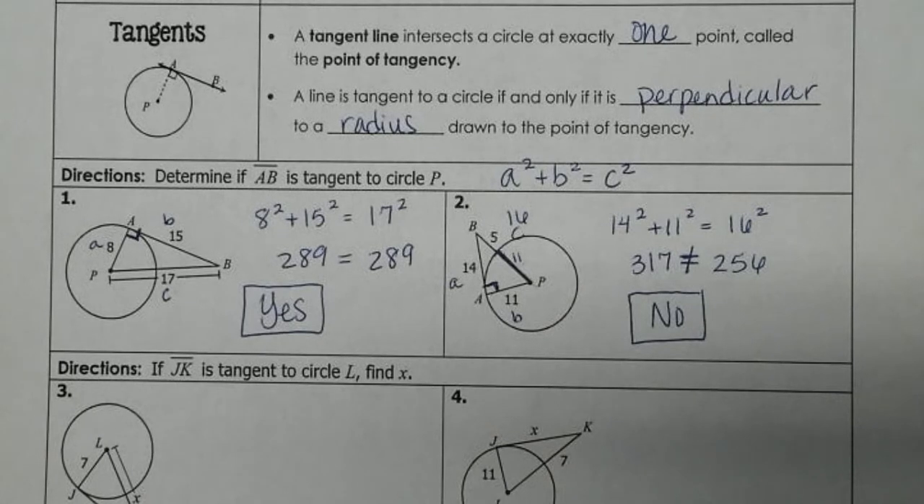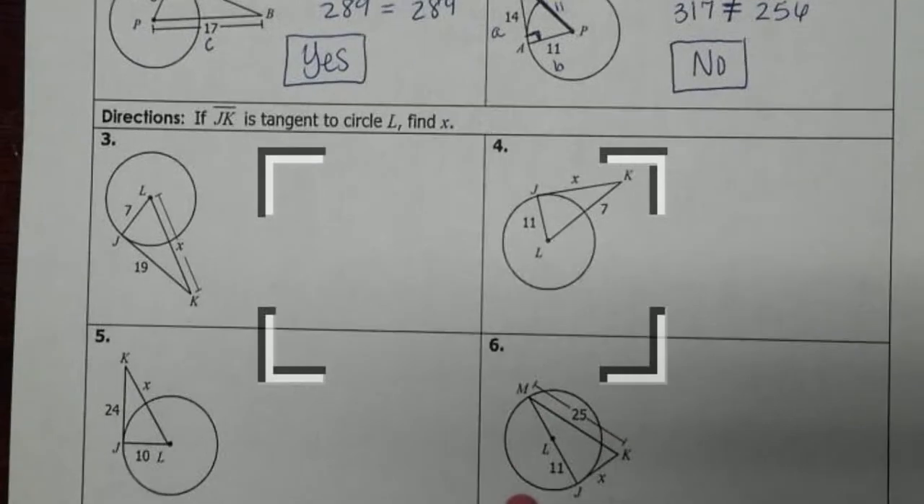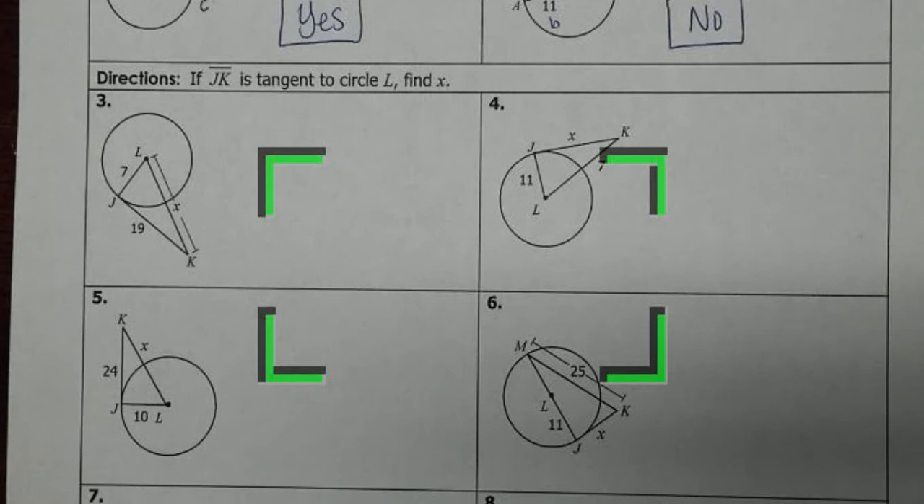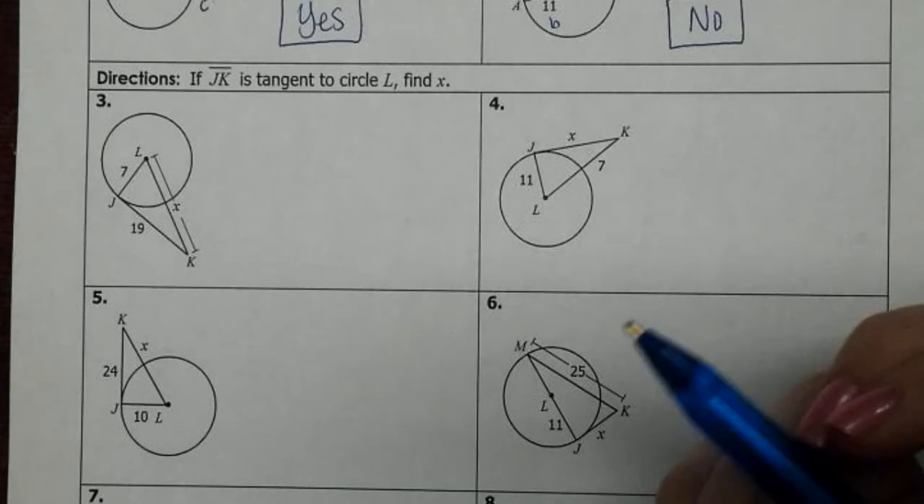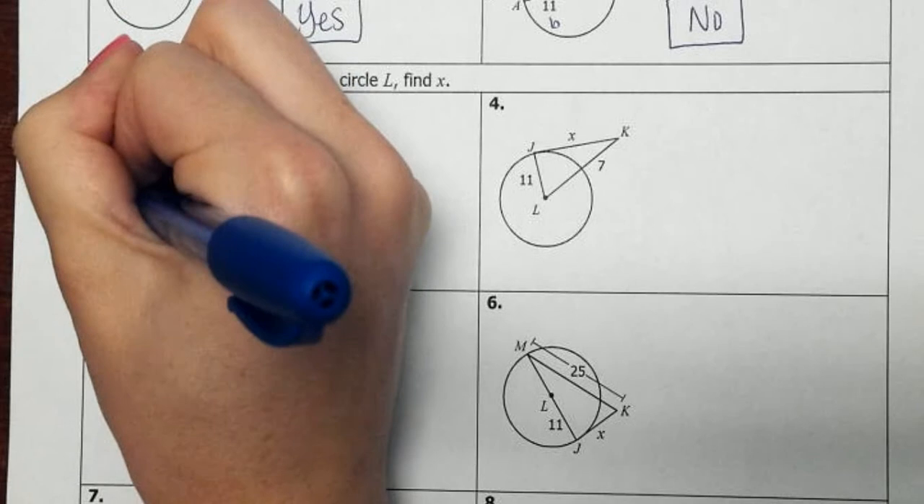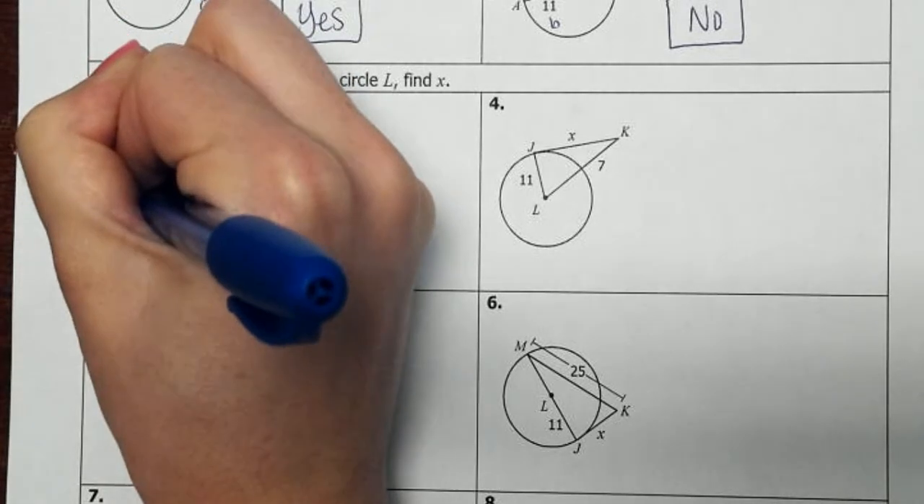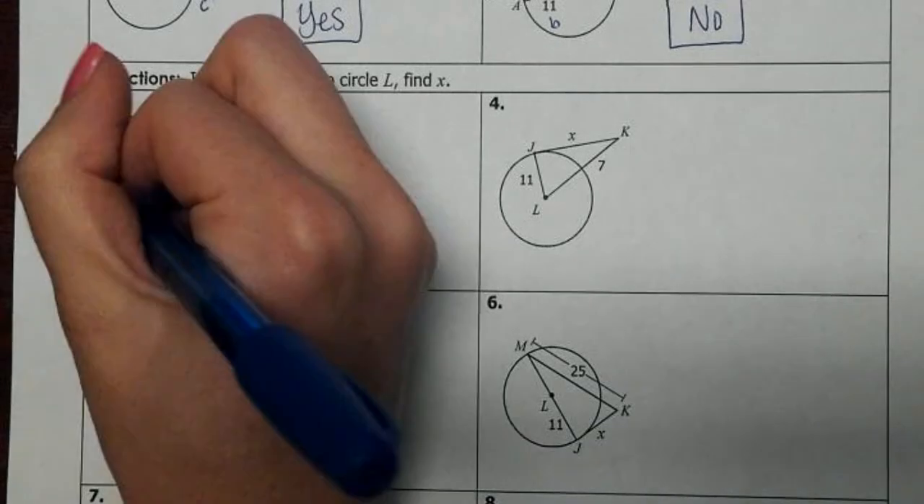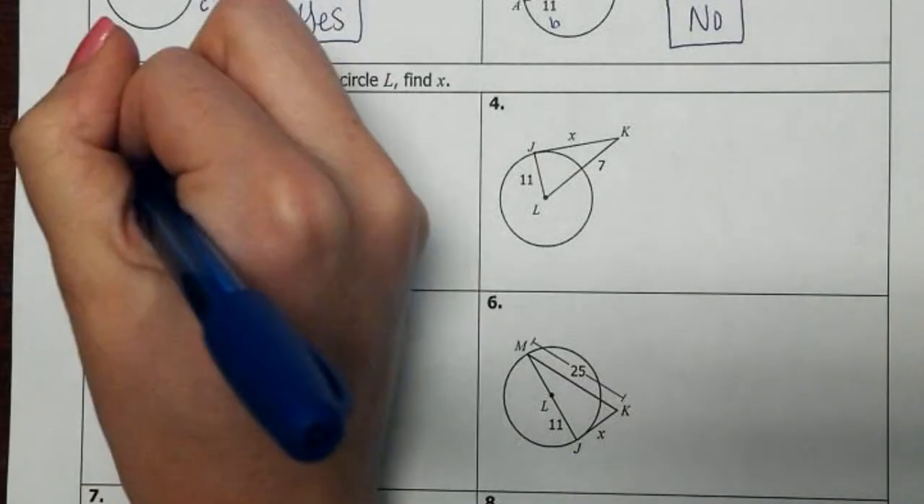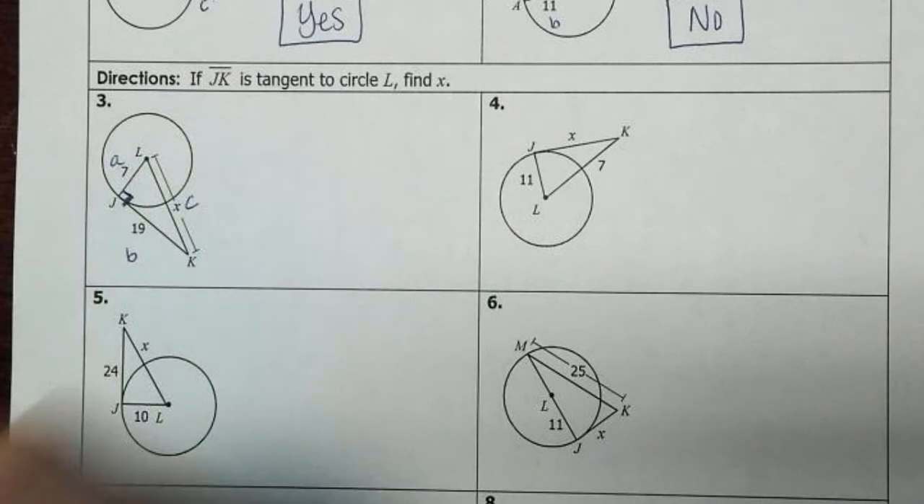Alright, so let's look at a few examples where JK is a tangent line. Okay, so we're going to find X. So it's already been proven. It tells us that this is a tangent line. So at the point of tangency is going to be your 90-degree angle, which is J in this case. Okay, so this side should be C. I'm going to label A and B, and we're going to continue doing the Pythagorean theorem.